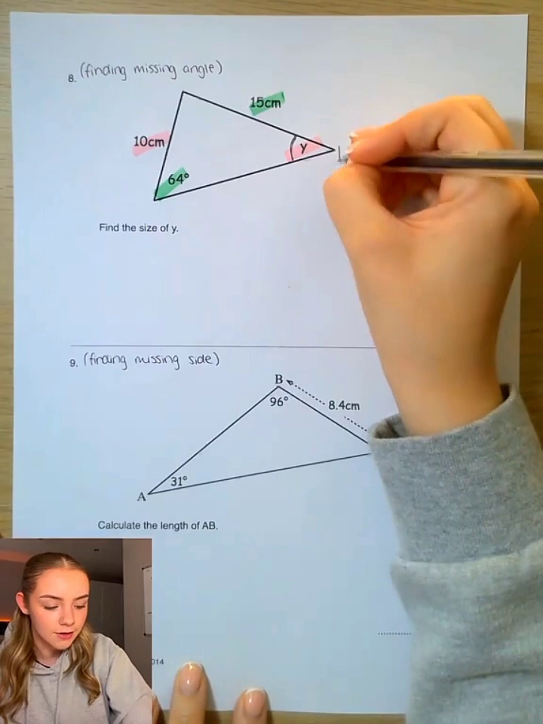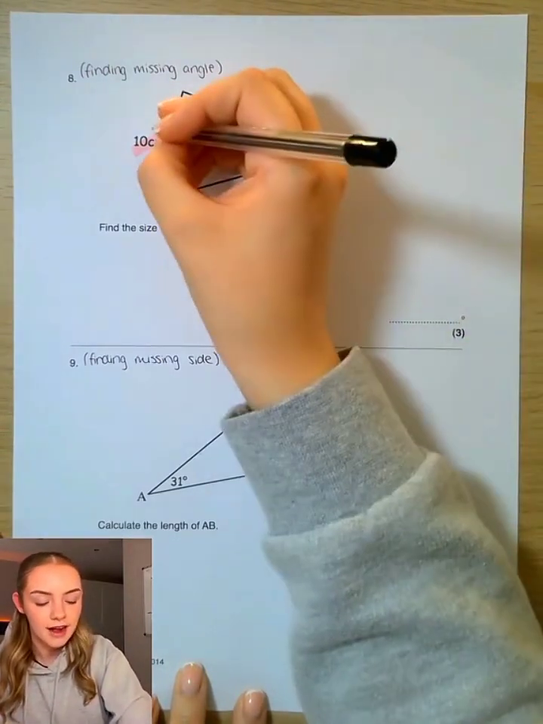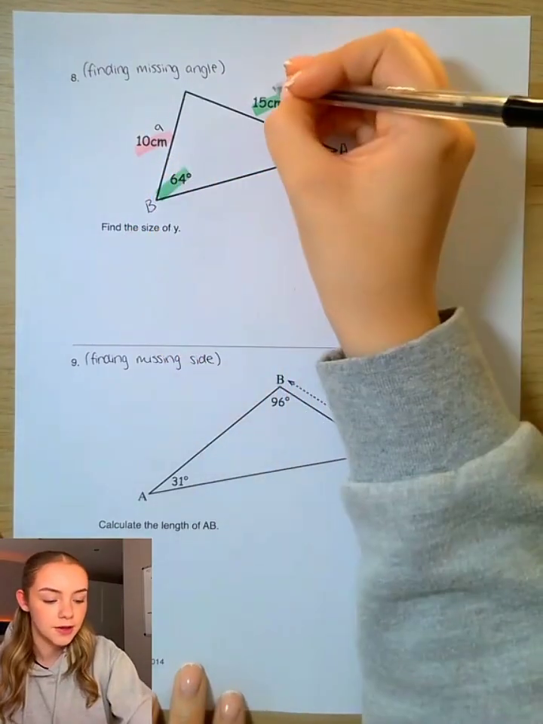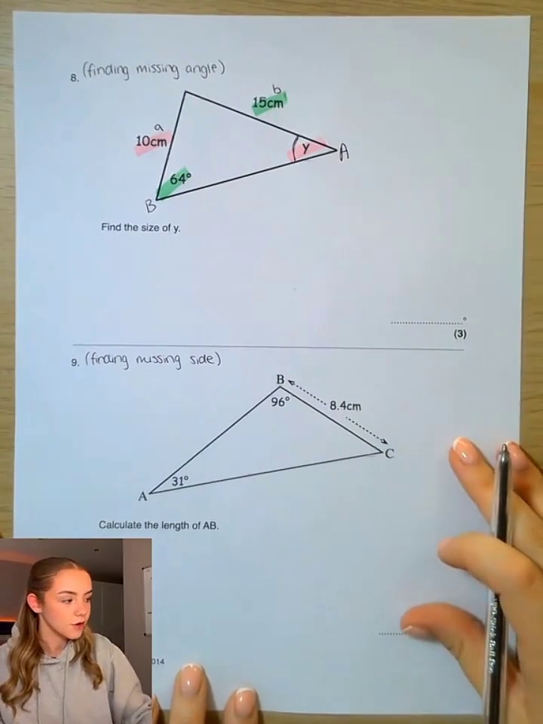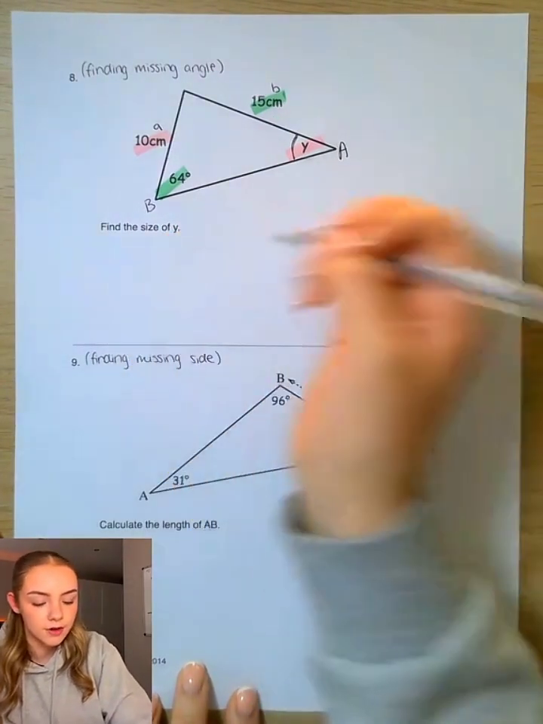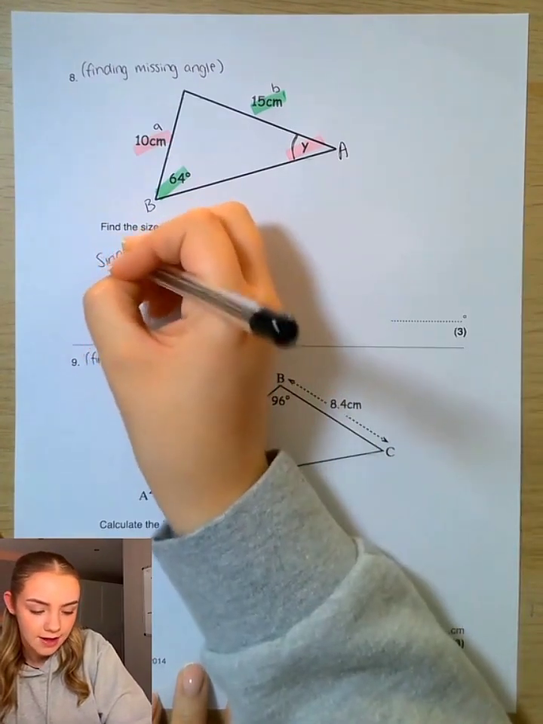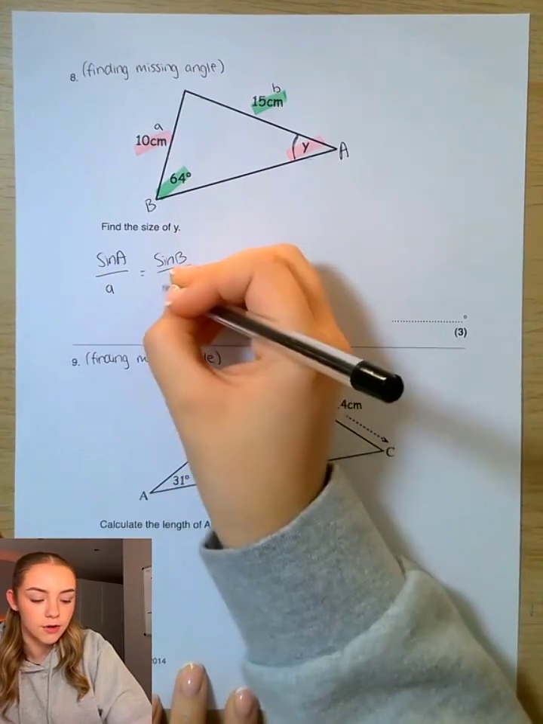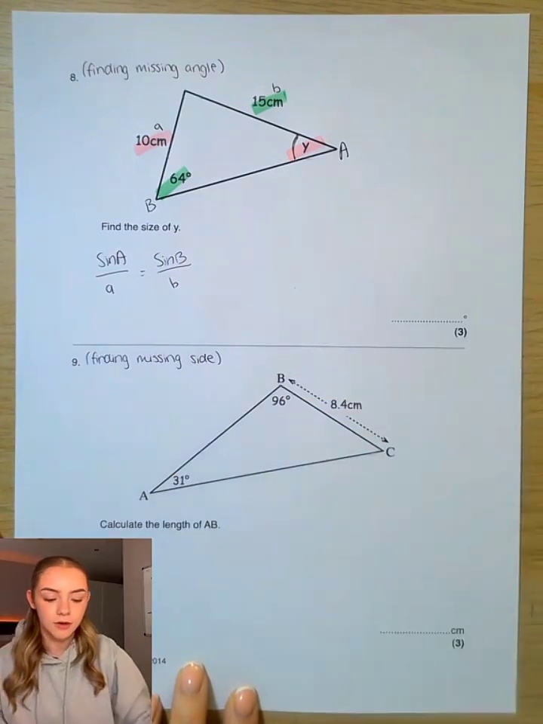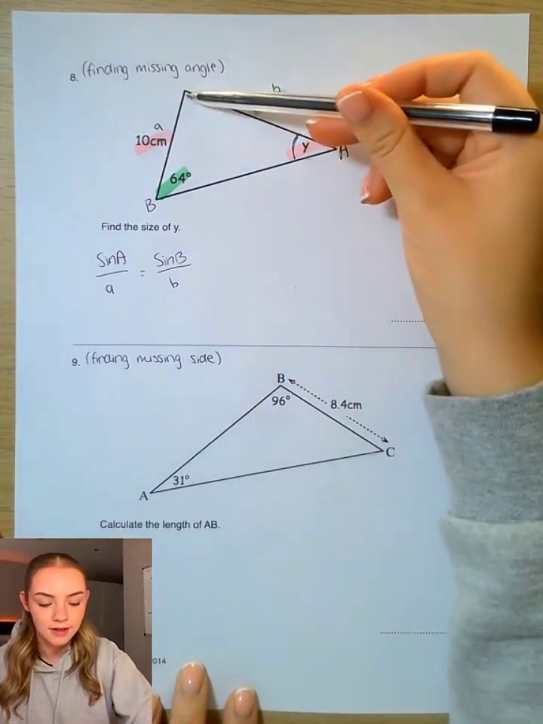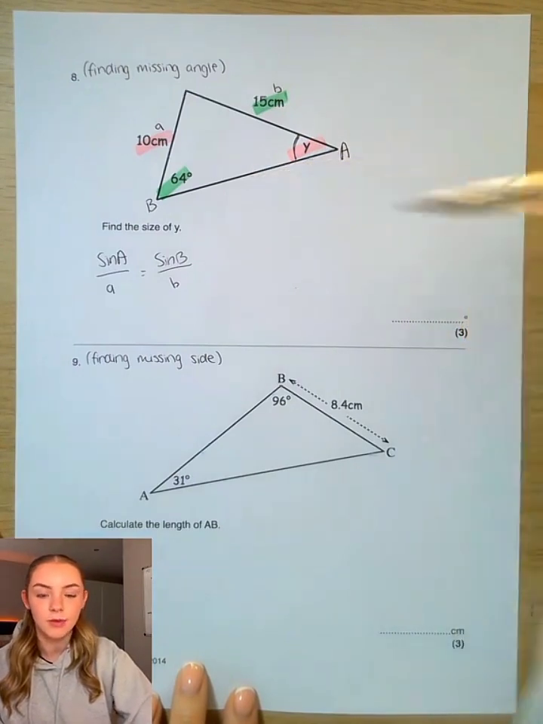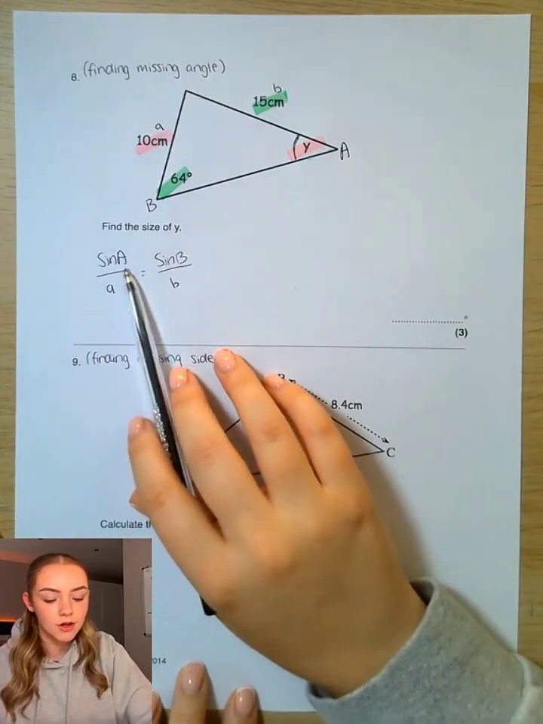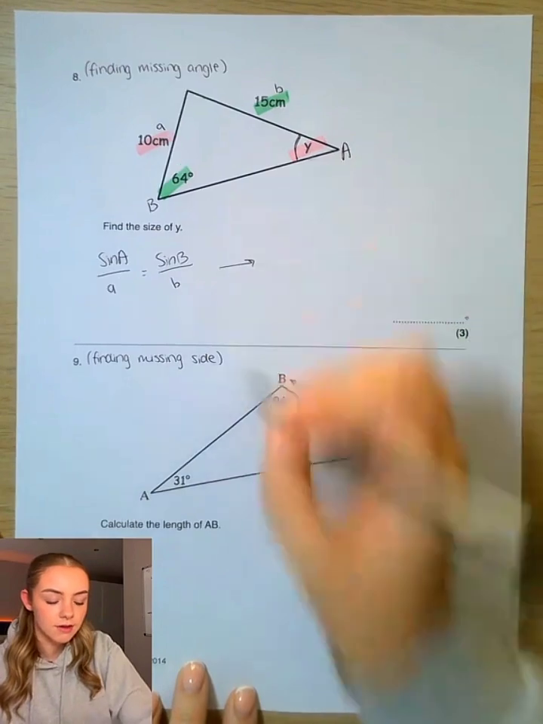So angle y, I'm just going to label as angle A. So opposite angle A will be side A. If we label this angle B, opposite angle B will be side B. If we also write out sine rule, which you are given on your formula sheet, we've got sine A over side A is equal to sine B over side B, and that would also be equal to sine of angle C over side C, but we don't have any of those, so we can just ignore that one for now.